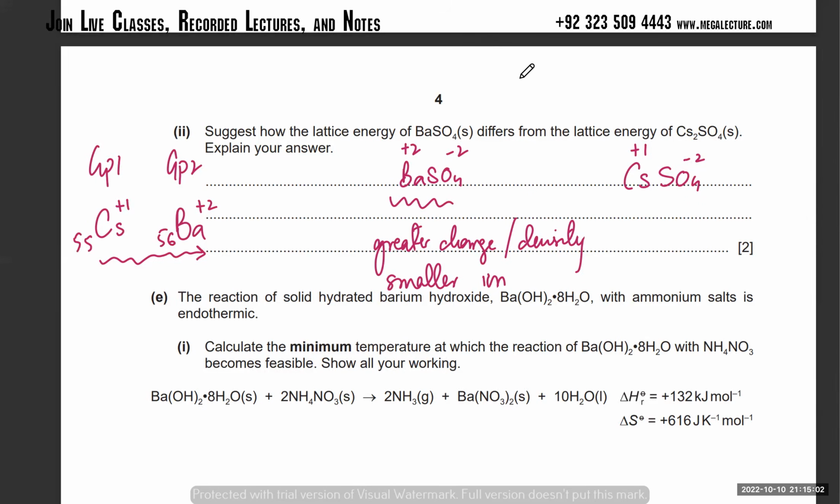You can remember this. So it's got a smaller ion as well, and it's got a greater charge as well. So your density is higher. So it's going to form a stronger ionic lattice, which is going to make it more exothermic. So the lattice energy for this one is going to be more exothermic. Is this clear?